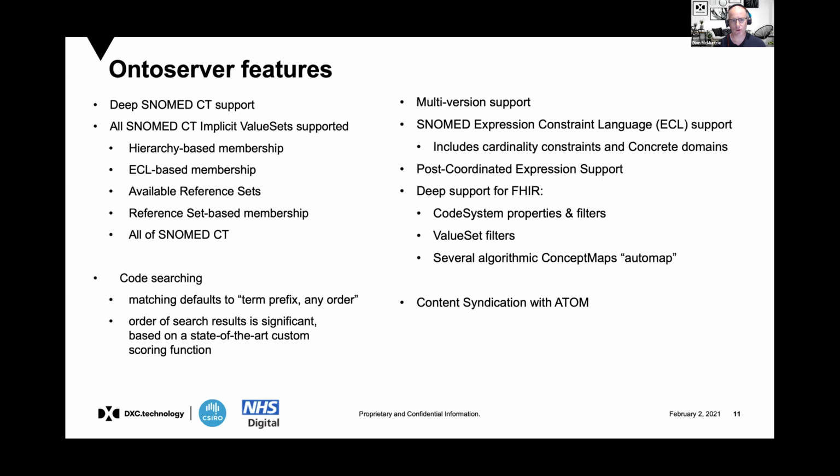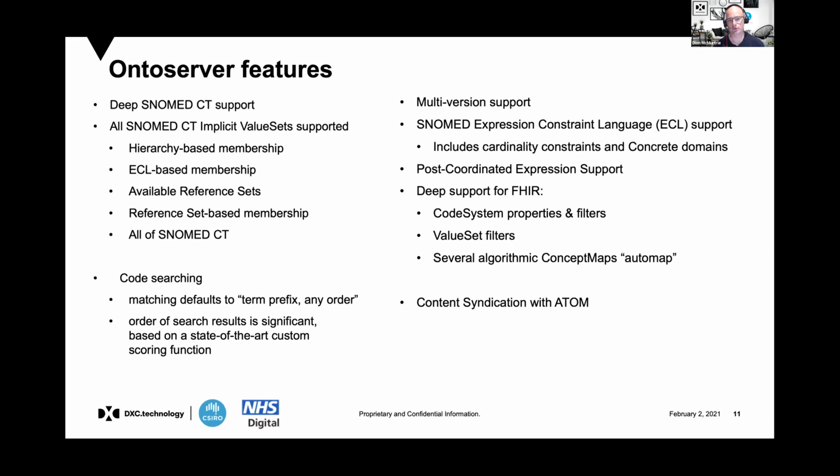The searching, as I mentioned before, is essentially filtering on an expand operation on a value set, and it uses word prefix any order searching, and it uses a state of the art custom scoring function that can provide really good relevance ranking. There's support for obviously multiple versions. SNOMED CT expression language support is quite deep, including cardinality constraints and even concrete domains. There's post-coordinated expression support, so you can have expression libraries, but you can also use the subsumes operation and parse expressions to look at how an expression relates to a concept or another expression.